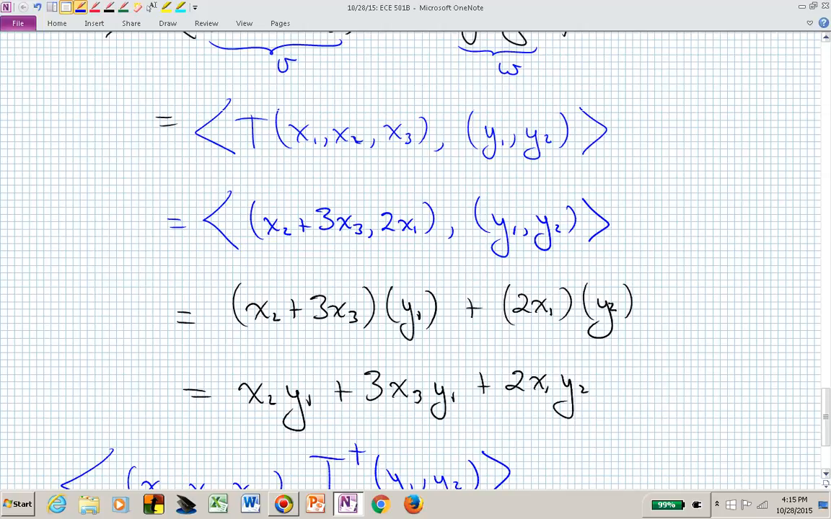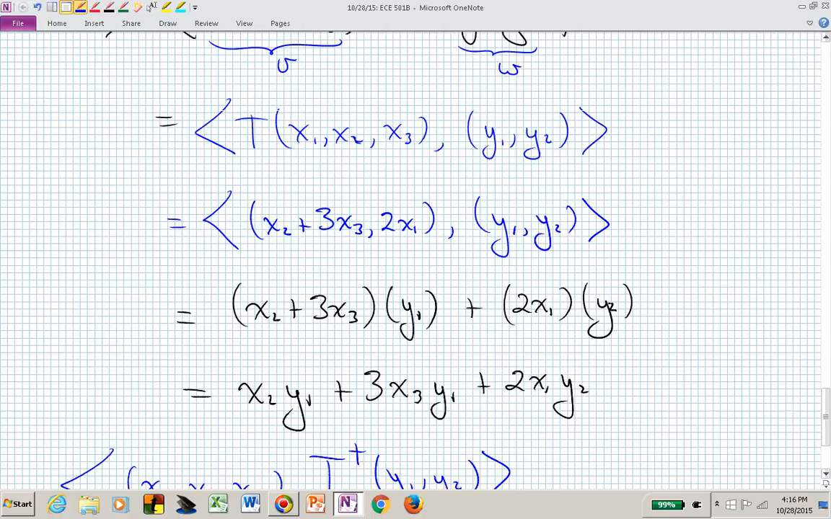Which line? The first black line. So what's the first black line? What did I do there? So how did I get 2x1 times y sub 2? Where did that come from?